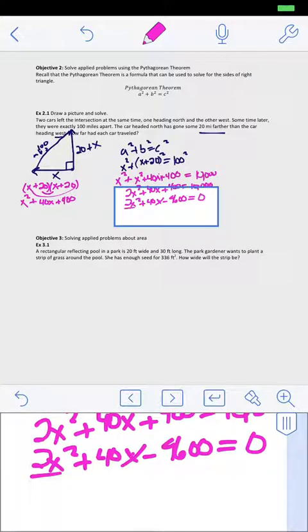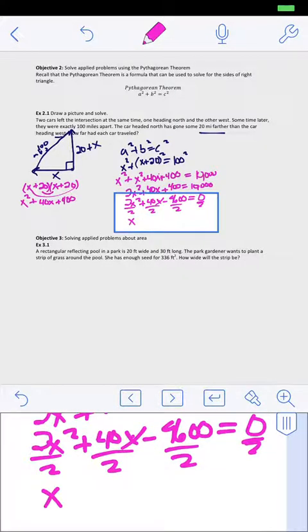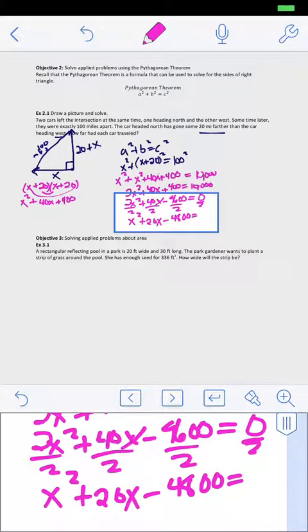Everything's even, so why don't I make my life easier and divide by 2? I get x squared plus 20x minus 4,800 is equal to 0. Okay, that's a little easier to solve. Okay, two things that are going to multiply to negative 4,800 and add to 20. Sounds an awful lot like negative 48 and adds to 2.